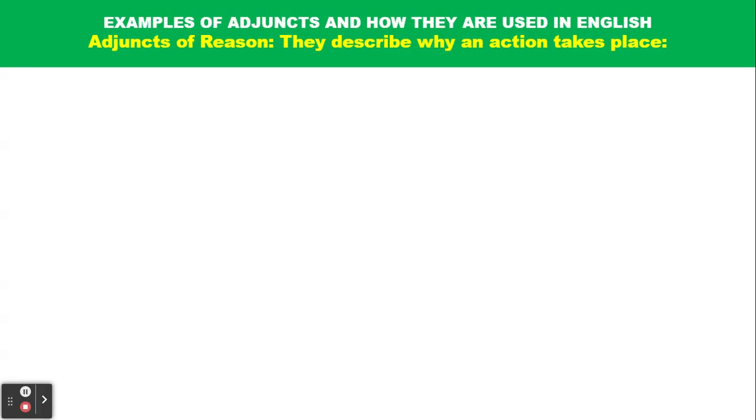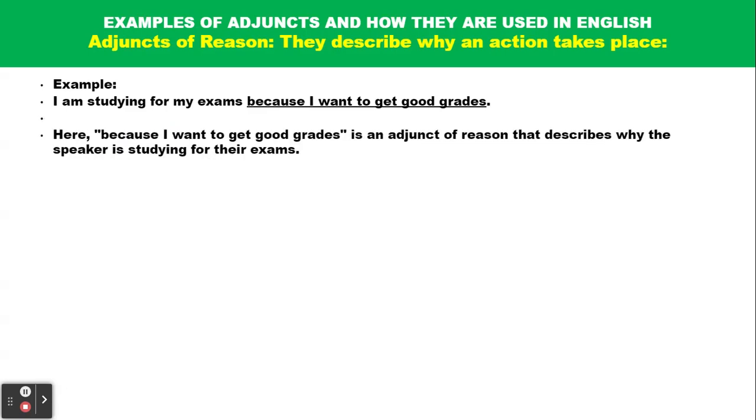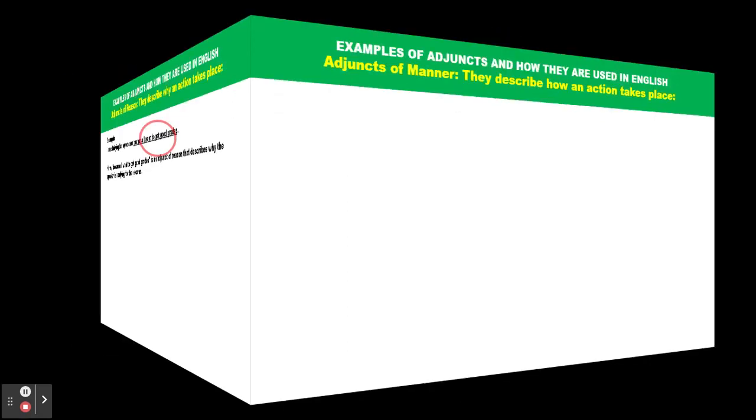Another type of adjunct is adjunct of reason, and adjuncts of reason describe why an action takes place. For example, I am studying for my exams because I want to get good grades. So the adjunct of reason here is because I want to get good grades. Now, because I want to get good grades is an adjunct of reason that describes why the speaker is studying for his or her exams.